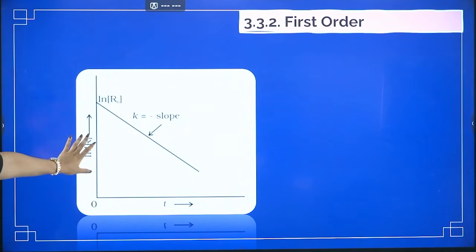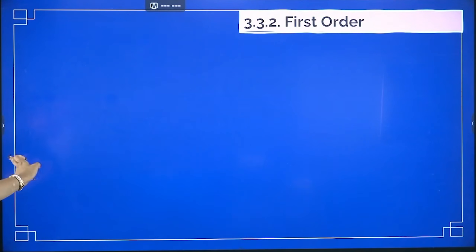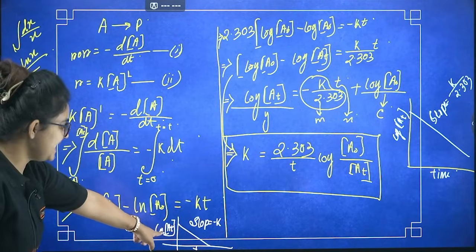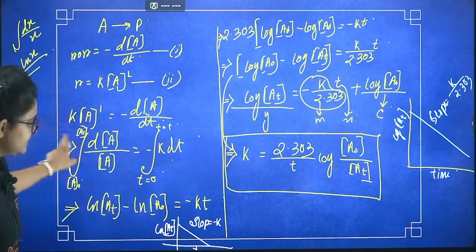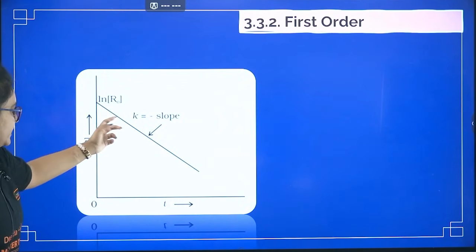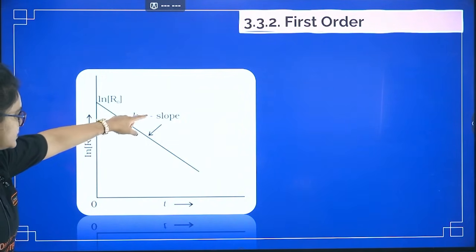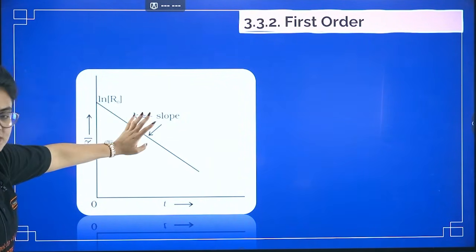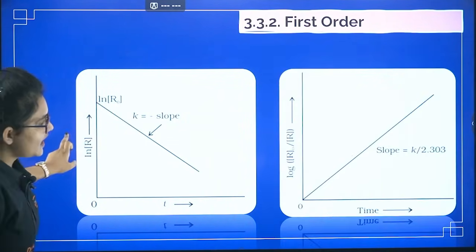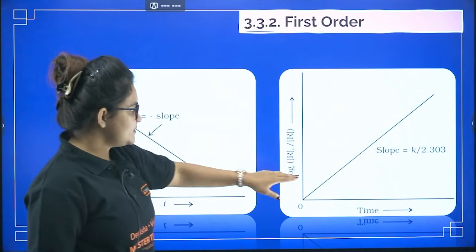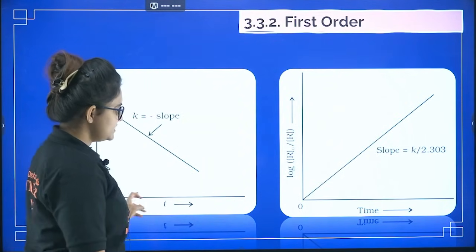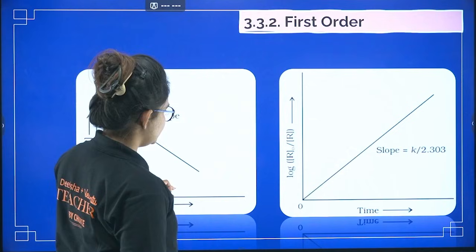Okay, I guess this thing is clear to you. I already told you in this case, here, this is the graph ln versus t. So whenever you are converting it to log, then K by 2.303 will come. Okay, and here this particular thing, just let me proceed a little bit. Log of R0 by R.